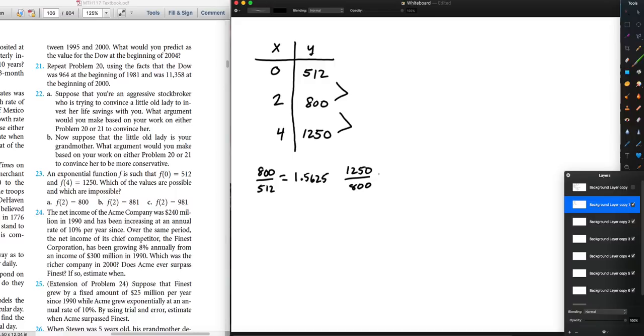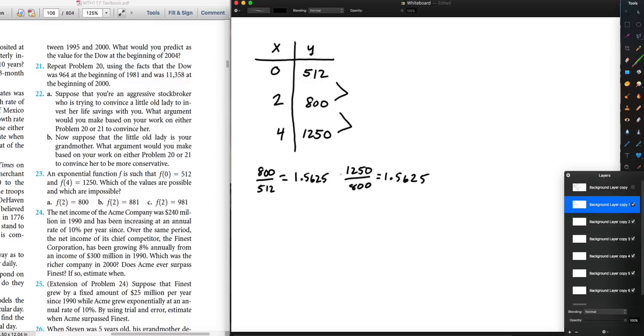1.5625. And if I divide this out, I get 1.5625. All right, which means 800 is the correct value to go in between there. If you test the other two in exactly the same way, you will see you get different values. 881 gives you 1.72 and 1.41, so those are not the same.